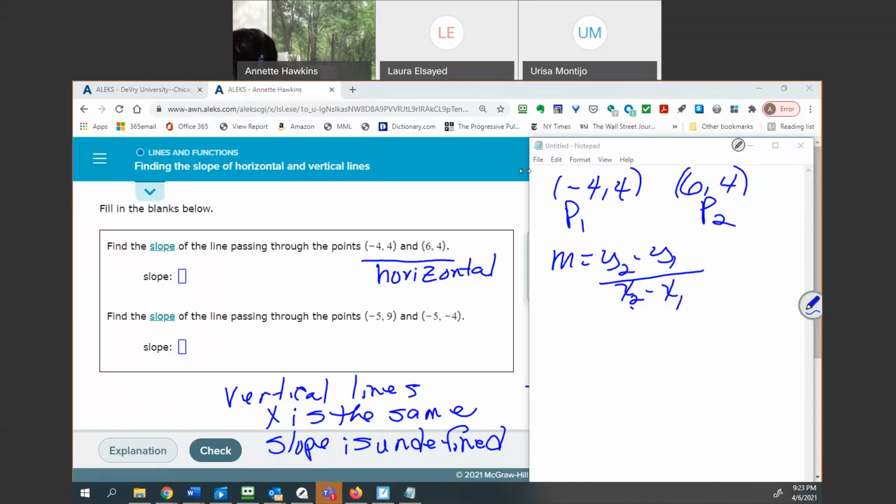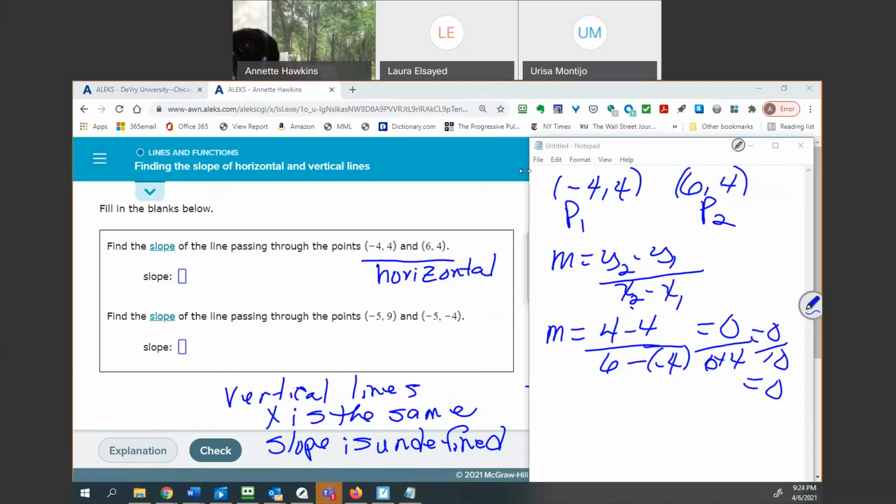All right, so m equals y2 minus y1 over x2 minus x1. Anytime you have a negative, put parentheses. 0 over 6 plus 4, 0 over 10 equals 0. So the slope is 0, so this is a horizontal line.